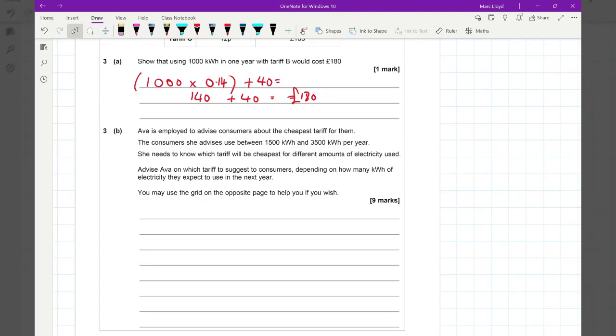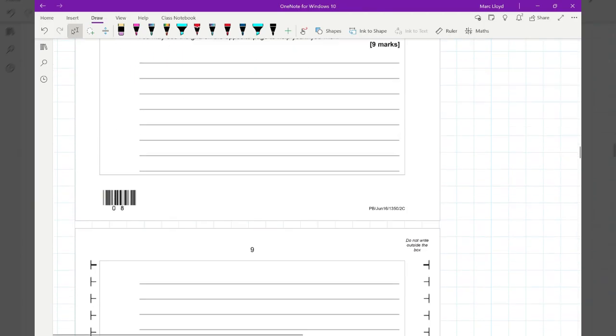Ava is employed to advise consumers about the cheapest tariff for them. The consumers she advises use between 1,500 to 3,500 kilowatt hours per year. She needs to know which tariff will be cheapest for different amounts of electricity used. Advise Ava on which tariff to suggest to consumers depending on how many kilowatt hours of electricity they expect to use per year. You may use the grid opposite the page to help you if you wish.